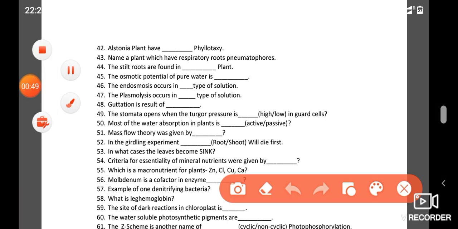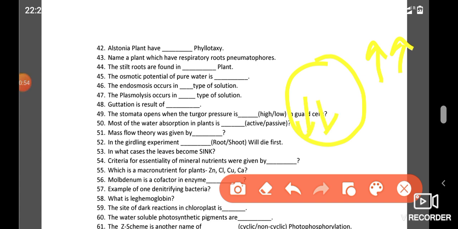Suppose this is a cell, so the water concentration is more on the outside and less on the inside. That's why water will move from its higher concentration to the lower concentration, as per the law of osmosis. So the solution is called a hypotonic solution. The next question is just opposite: plasmolysis occurs in a hypertonic solution.